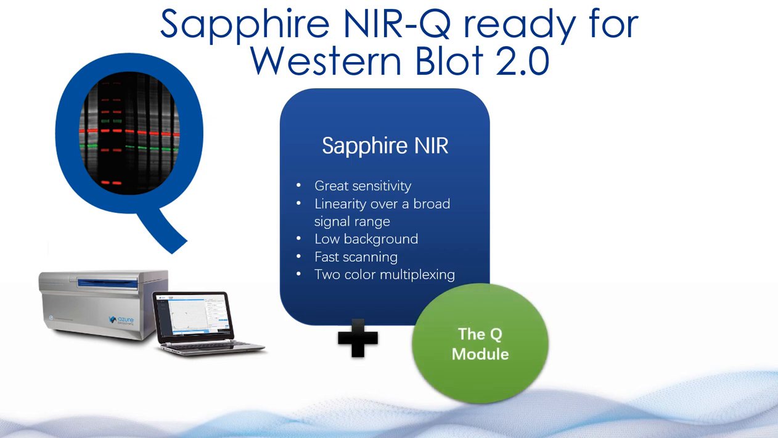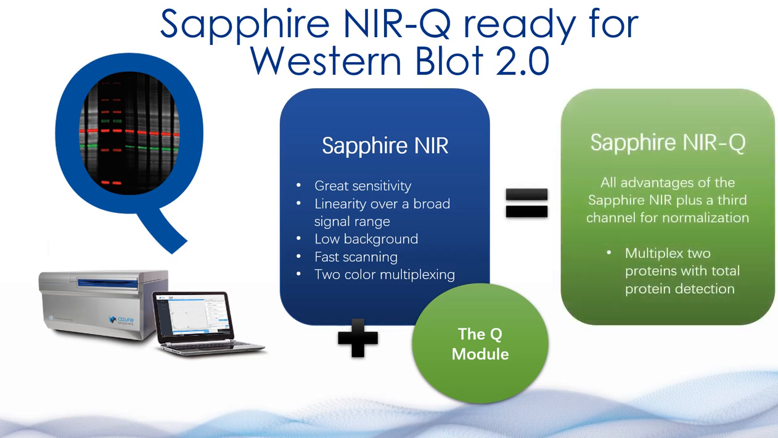And the Q module is our green laser. The green laser is far away from the near-infrared. It's more on the left side. So the near-infrared part, 700 and 800, is clearly separated from our green laser. So there's no crosstalk at all. And we can use this green laser for total protein normalization. We have also our own stains, for instance, our Azure Red. And this configuration of Sapphire is called Sapphire near-infrared Q.